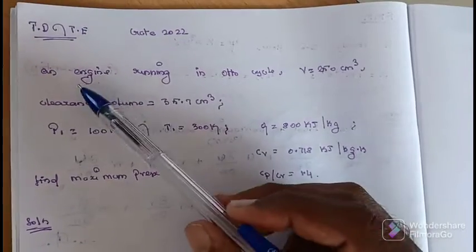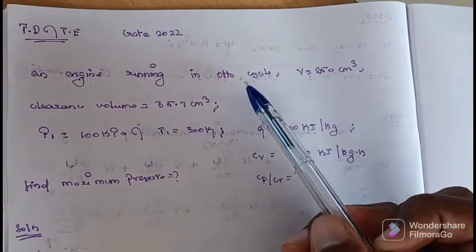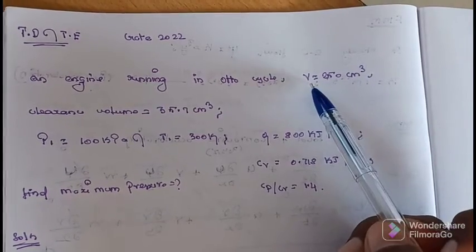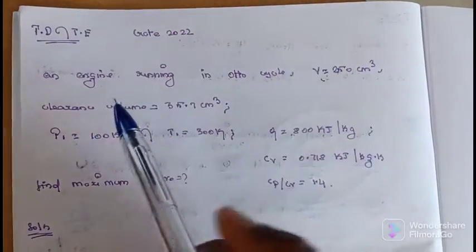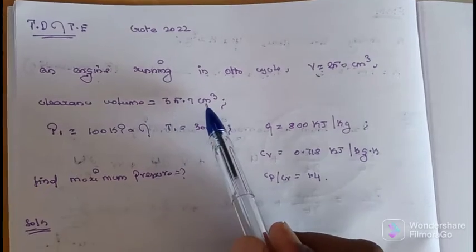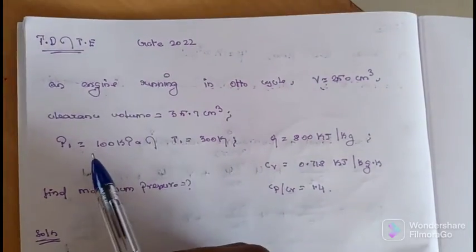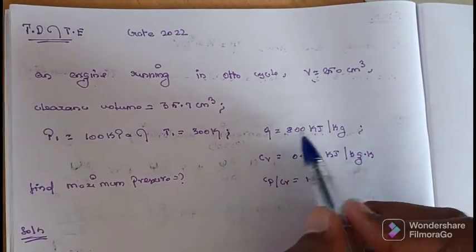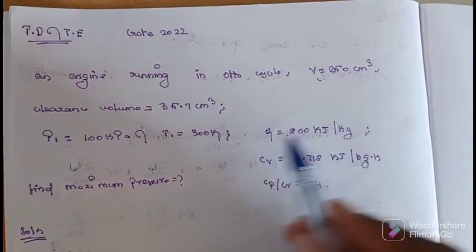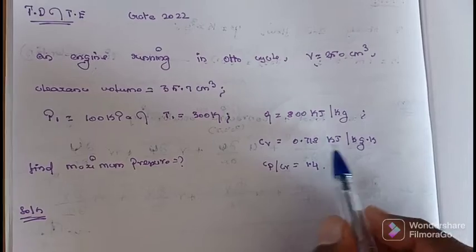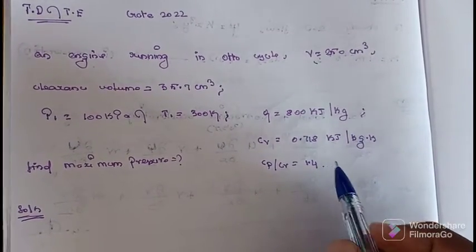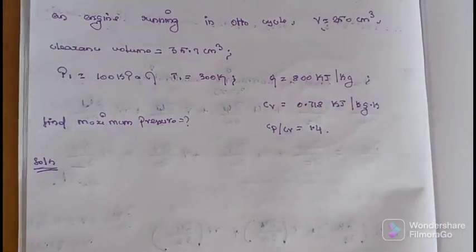So the first question, in thermal engineering: an engine running in an Otto cycle, where the displacement volume V is 250 cm3. Clearance volume is 35.7 cm3, P1 is 100 kilopascal, T1 is 300 Kelvin, Q of the engine is 800 kilojoule per kilogram, CV is 0.718 kilojoule per kilogram Kelvin, and CP by CV, alpha, is given as 1.4. Find its maximum pressure.